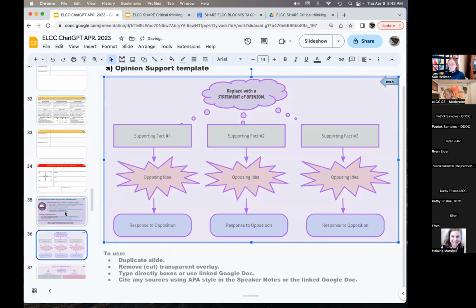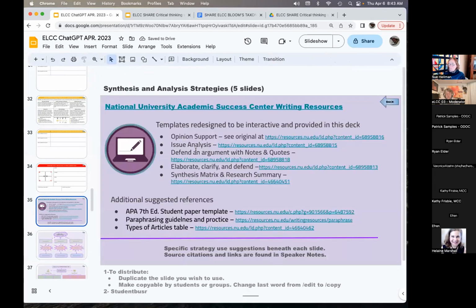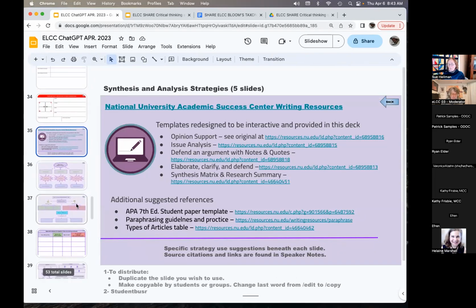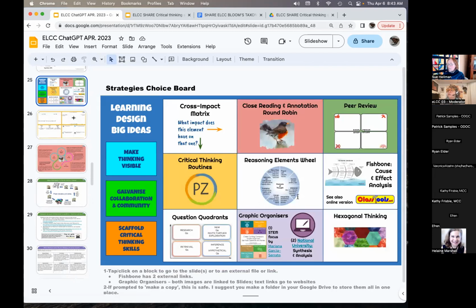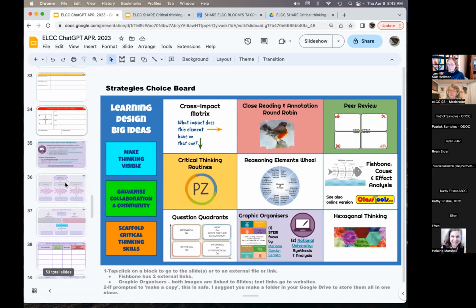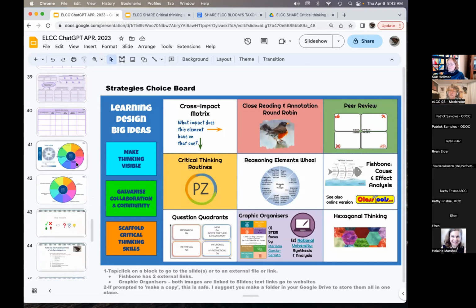Okay, and there are several of them, as you can see: opinion support, issue analysis, defend it against an argument. There are several different ones in there for them to use. Then we come to the one right in the center, the reasoning elements wheel. That should actually have a color block on it. The reasoning elements wheel is a really interesting activity because I think it can be used in a number of different ways. Let me take you to the slide.